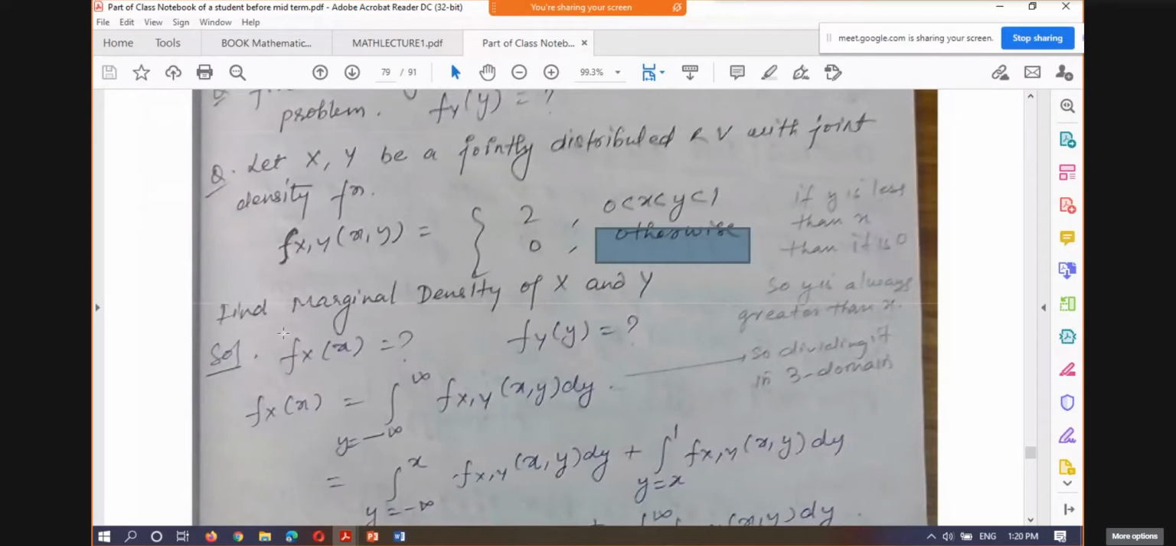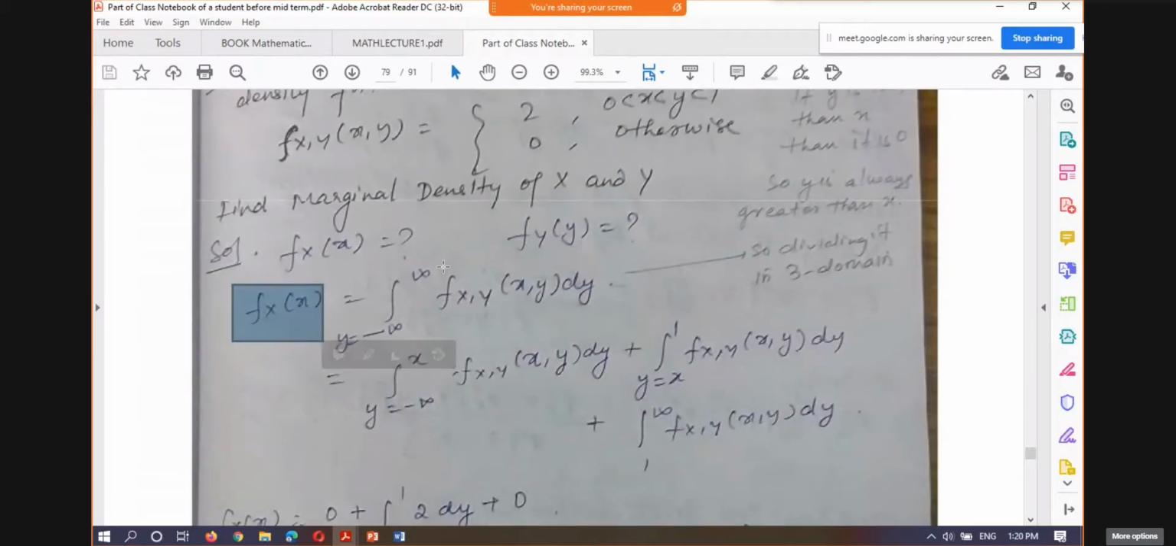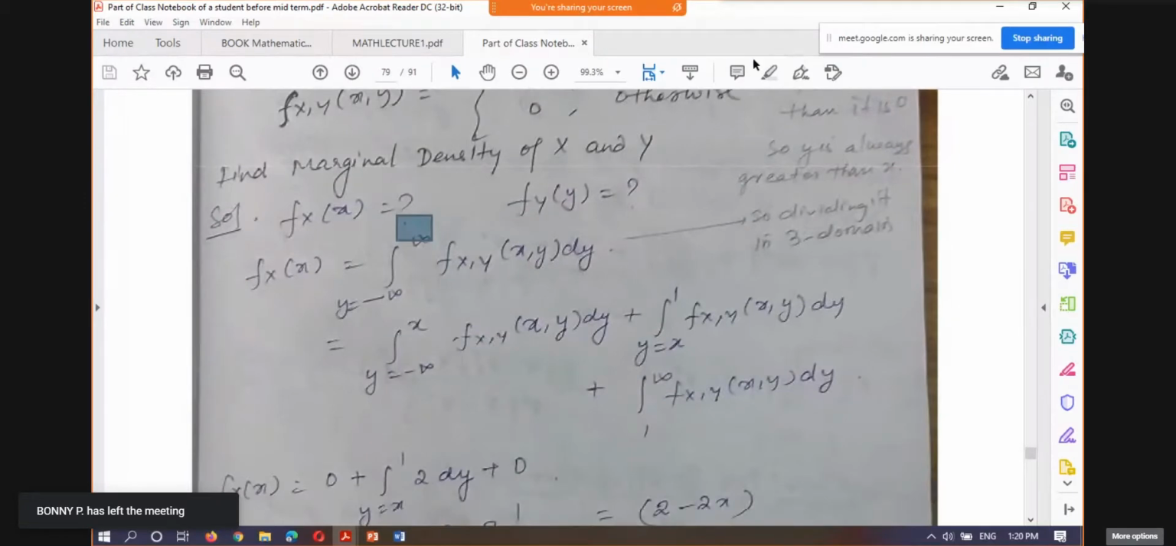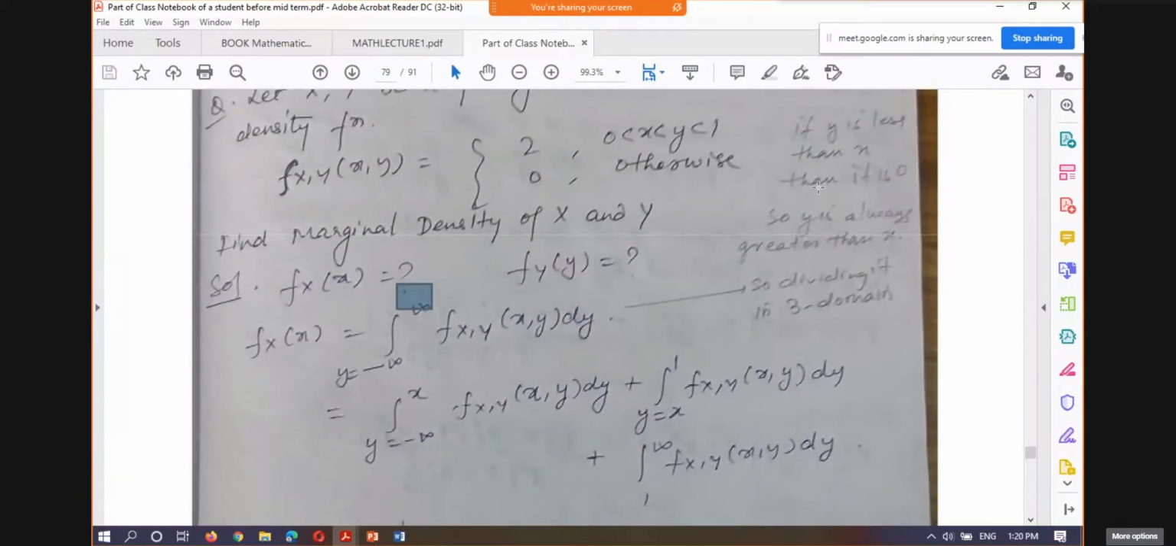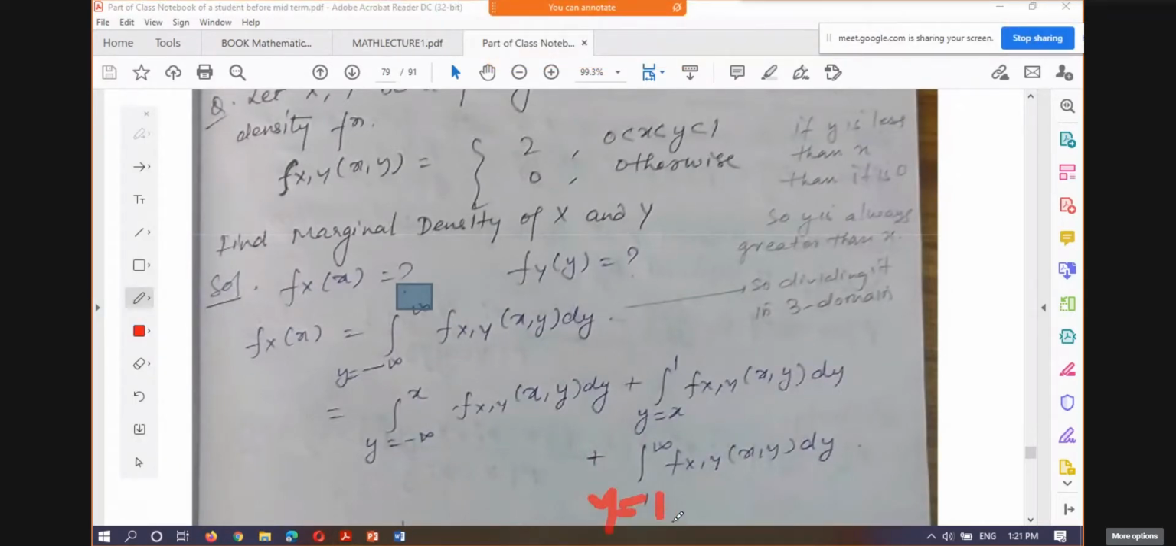Now you have to find the marginal density function of x and the marginal density function of y. How do you calculate that? You know that to calculate the marginal density function of x, you have to integrate this joint density function with respect to y within the limits minus infinity to plus infinity. So you split this limit of integration into three parts: one is minus infinity to x, another is x to 1, and another is y going from 1 to infinity.